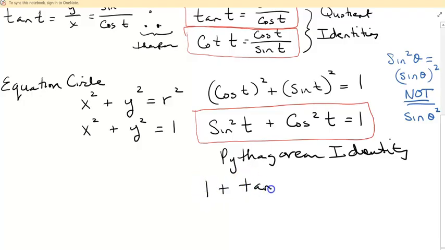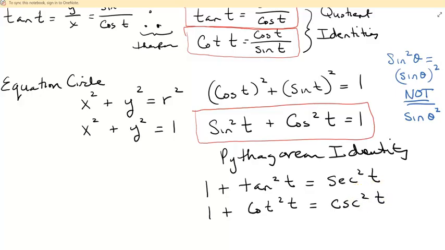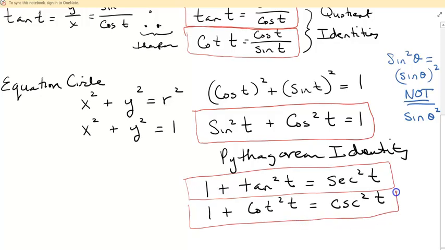The other one is 1 plus tan squared t equals secant squared t, and 1 plus cotangent squared t, oops, not cosine, sorry, cotangent, equals cosecant squared t. So here are two other versions of the Pythagorean identity that you must also memorize. I'm giving these to you now. We will come across them and use them at various times in the class, but it's a good time to start memorizing these relationships.